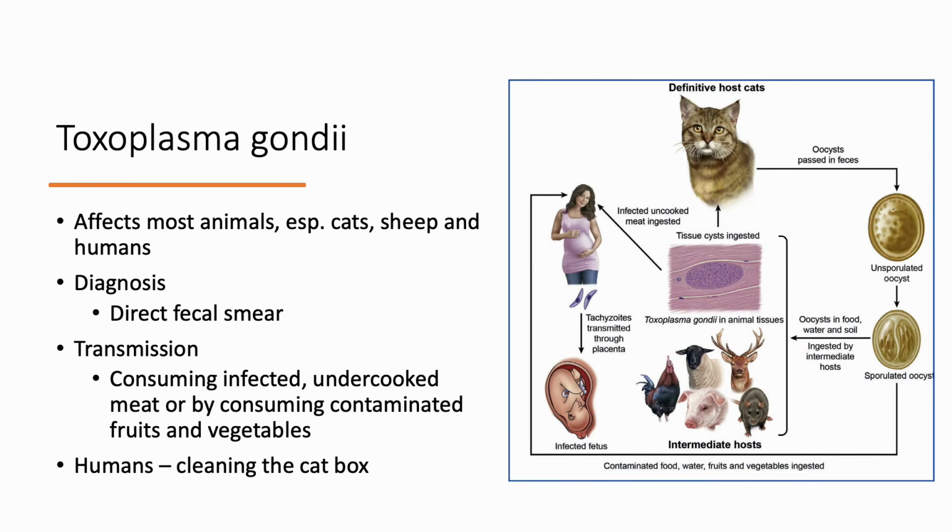Our next protozoa is the Toxoplasma gondii, and this one you should remember that the cat is the definitive host, and what that means is it can only complete its life cycle if it goes through a cat. Otherwise, another animal can get infected with Toxoplasma gondii, but the Toxoplasma gondii doesn't complete its life cycle. It doesn't shed the oocyst again. Diagnosis is usually on a fecal smear, and transmission is going to be from eating undercooked meat or eating contaminated fruits and vegetables.